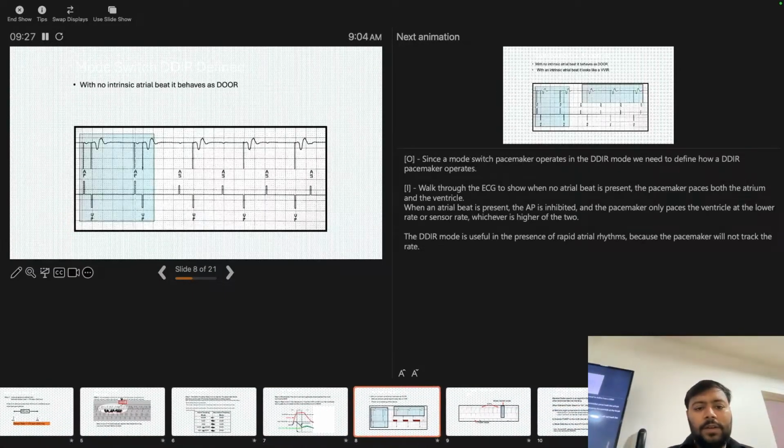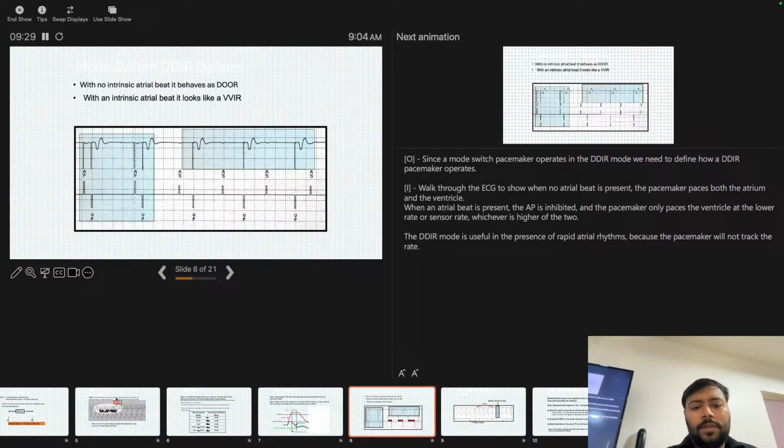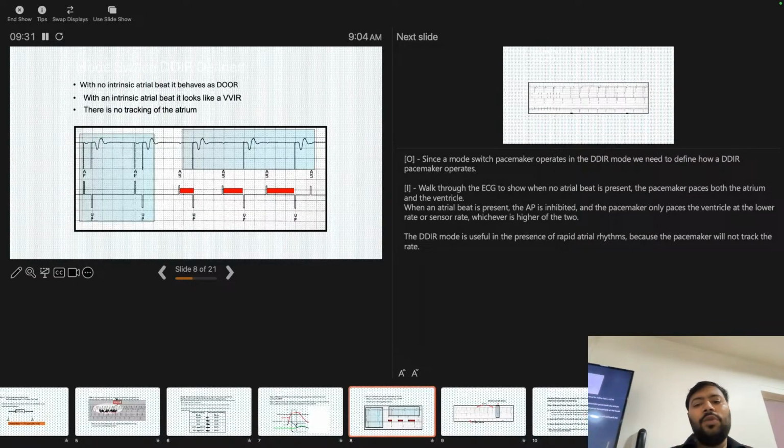Here, how the DDIR mode works is mentioned, sir. DDIR mode, we all know, is a non-tracking mode. Whenever the atrium is paced, it gives AV synchrony. Whenever the atrium senses, it never gives AV synchrony. So in simple terms, that is DDIR mode. It's a kind of VVIR mode as well.